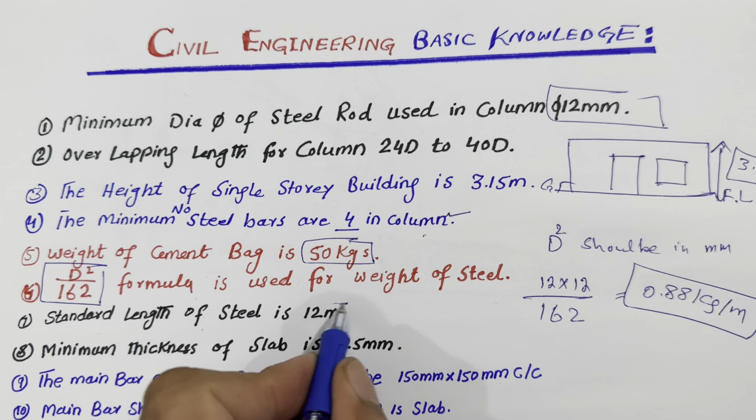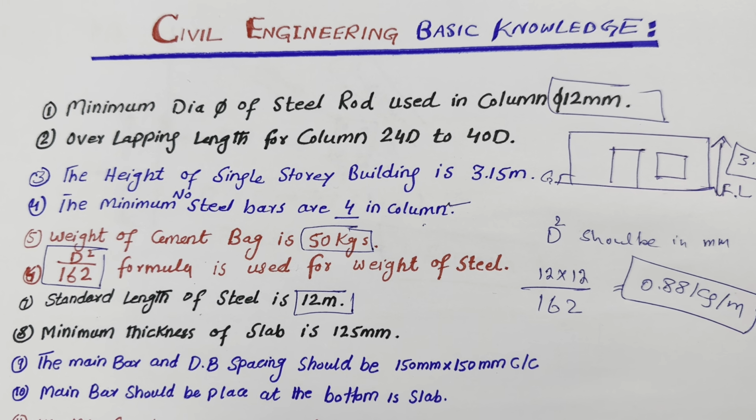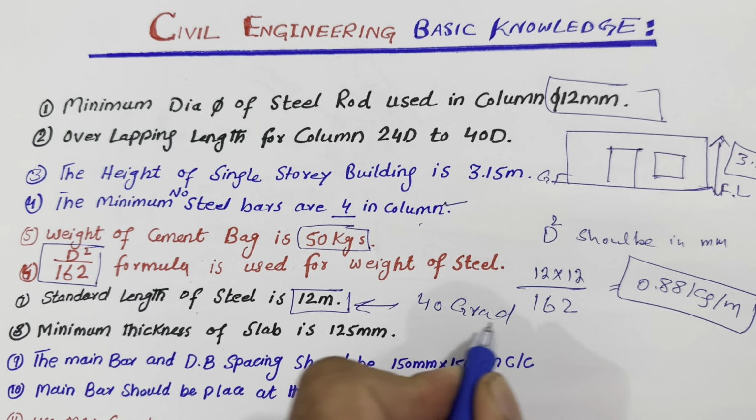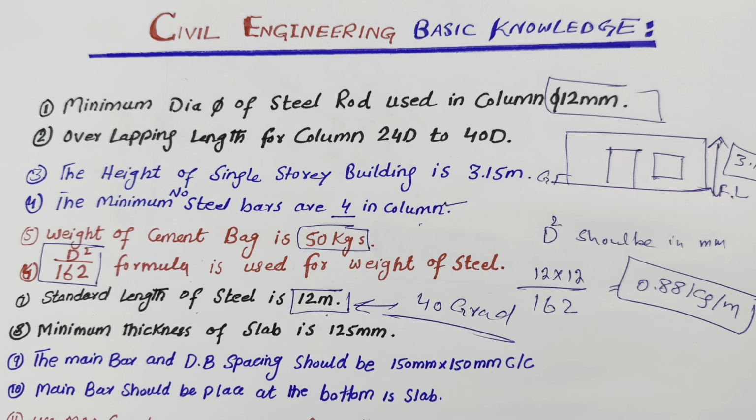Standard length of steel is 12 meter. From the factory, the standard length of the steel is 12 meter, which is called 40 grade. Okay, and for 60 grade, the length is 60, so the length is not 12 meter.